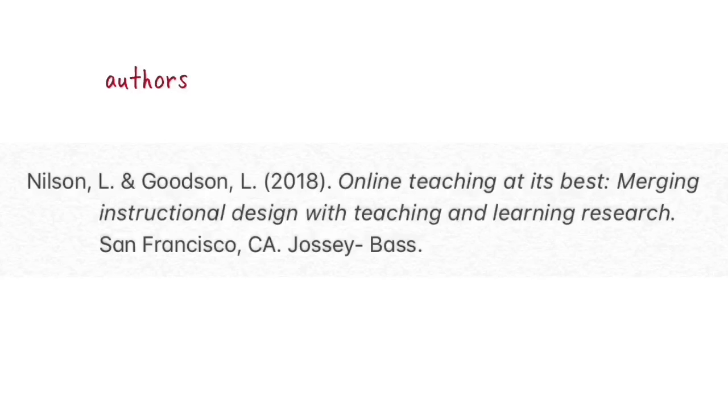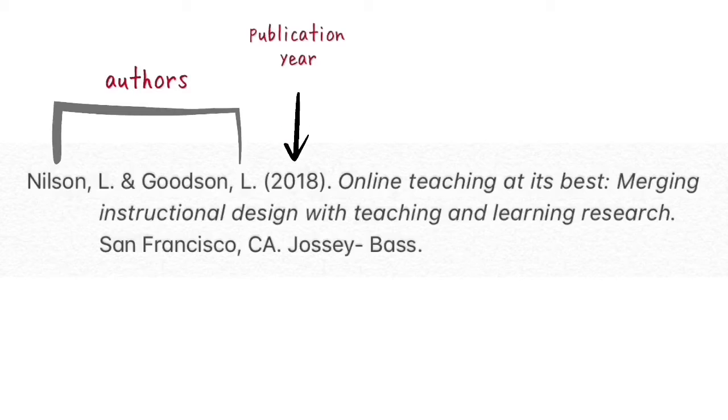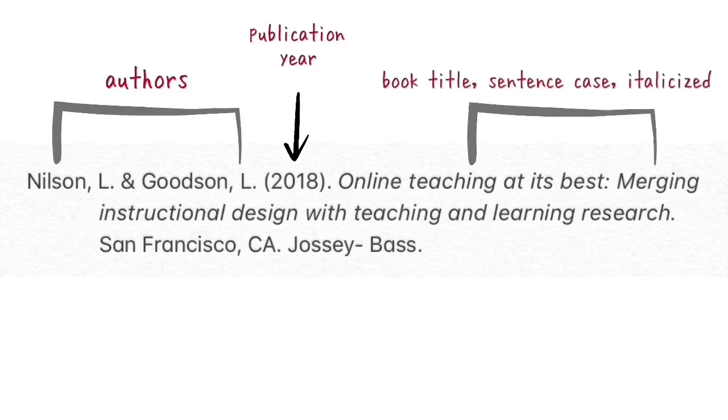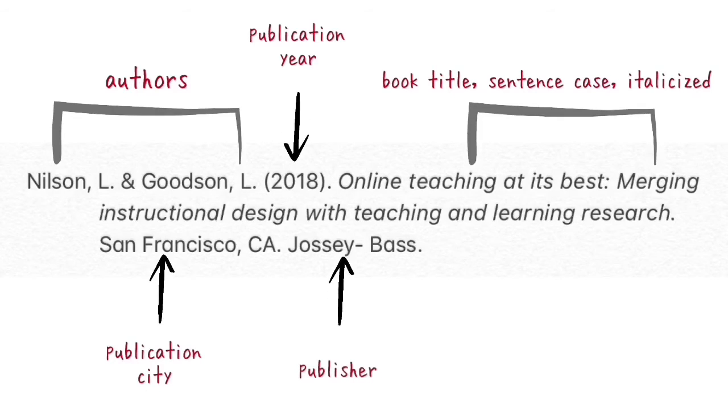The second entry in my reference list is a book. Since it has 2 authors, there's an ampersand in between the names of the authors. Then, publication date inside the parenthesis, followed by the book title in sentence case italicized. Next is publication city, then the publisher.